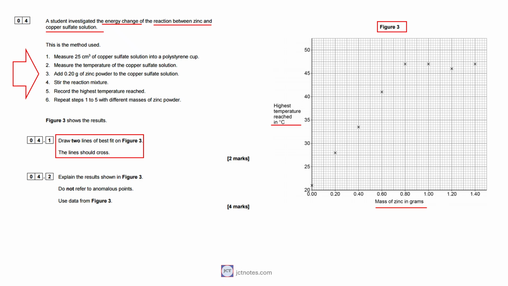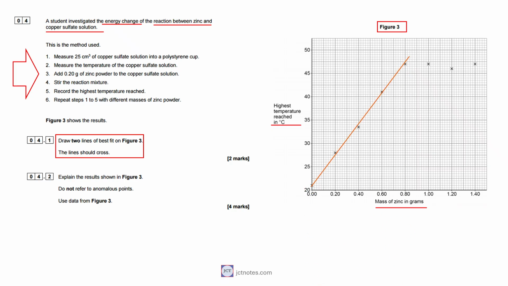To score both marks, you need to draw 2 straight lines. For your first mark, draw a straight line of best fit through the first 5 points, starting from the point 0.00, 21 up towards 0.80, 47. You want an even scatter of points on either side of your ruler.